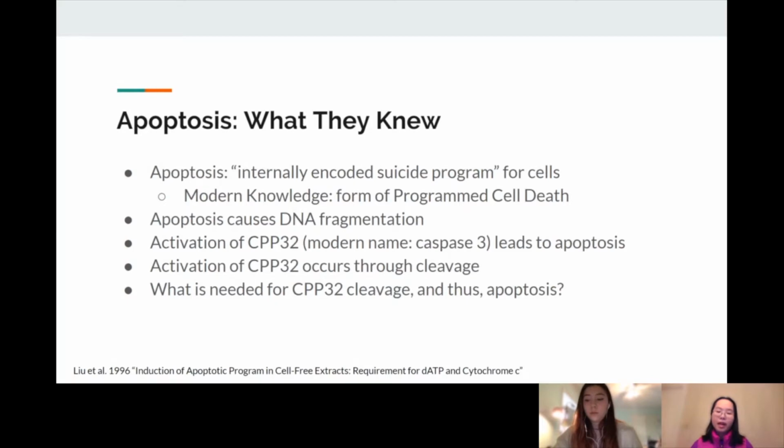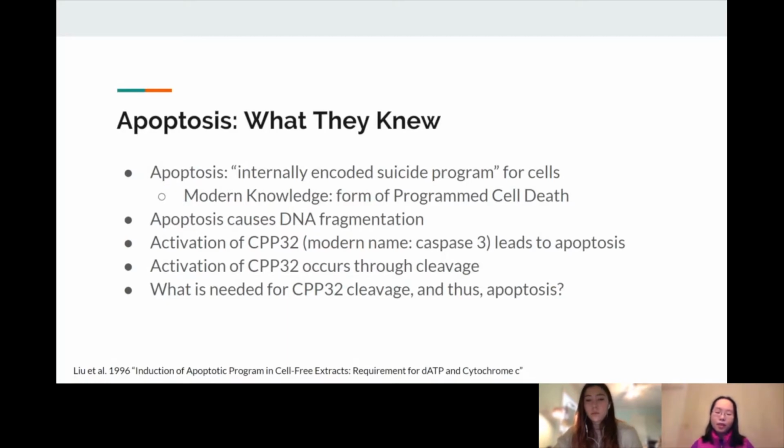And what they knew at that point about apoptosis is that it causes DNA fragmentation. So what this means is that when you look at a cell that's undergoing apoptosis, the long strands of DNA inside the cell start to break apart and they become shreds. And we don't exactly know how that happens yet, so they're trying to investigate how this occurs.